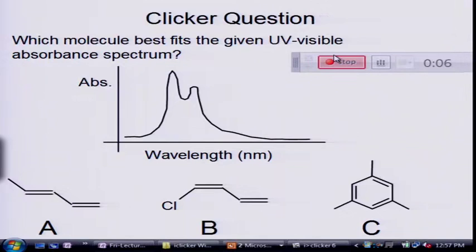Okay, which molecule fits the given UV-visible absorbance spectrum, all right? So this is all the information you'll get. You have this absorbance spectrum, and hopefully it's obvious enough what the key feature of that absorbance spectrum might be. Talk amongst yourselves if you like. And then on the bottom here are 3 different molecules, and you have to decide which molecule would best fit that type of spectrum.